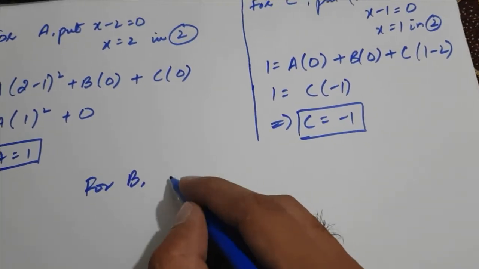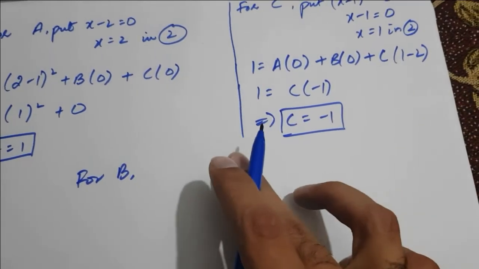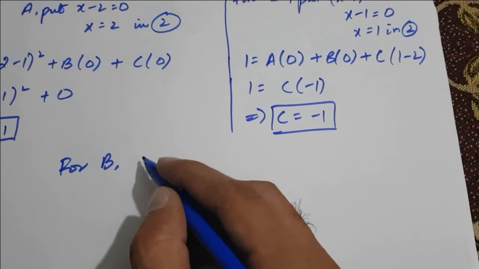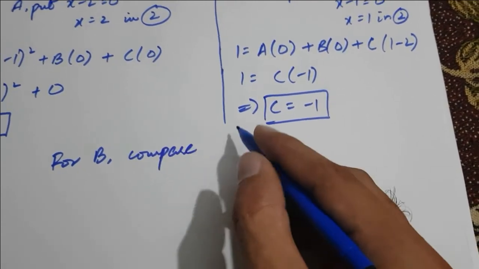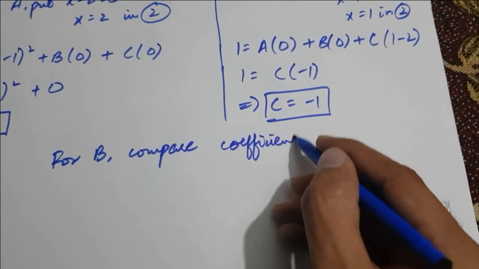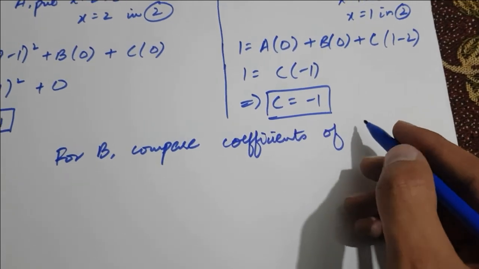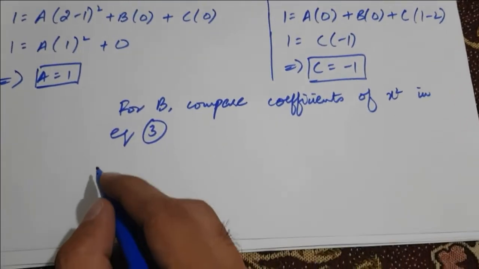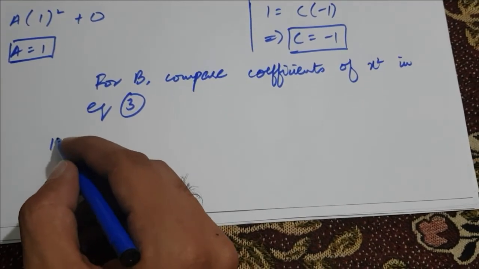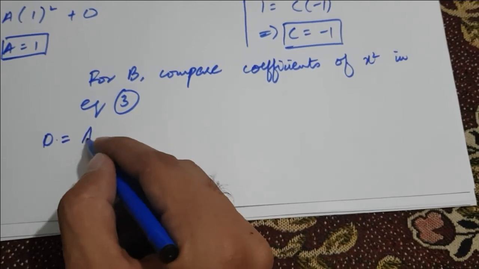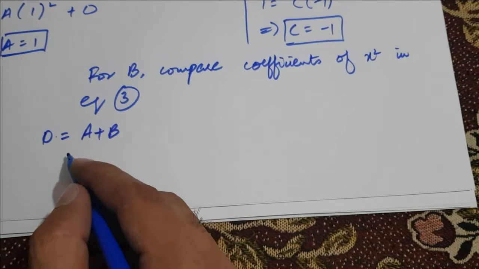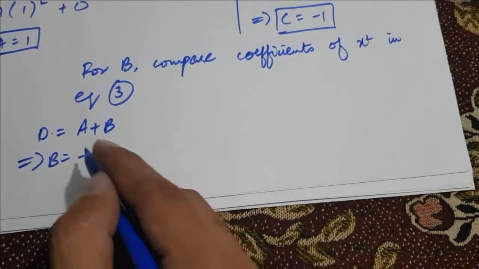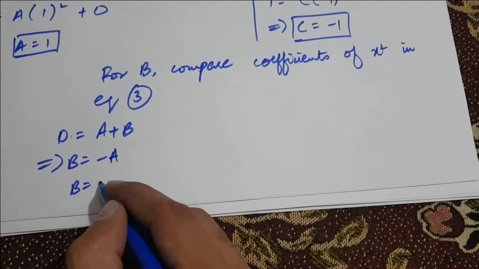For b, however, which is the constant term above the denominator having linear power, we compare the coefficients of x square in equation 3. So we get 0 equals a plus b, or b equals minus a. Putting the value of a, we get b equals minus 1.